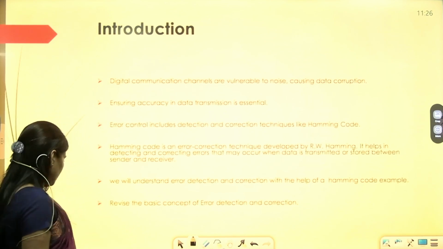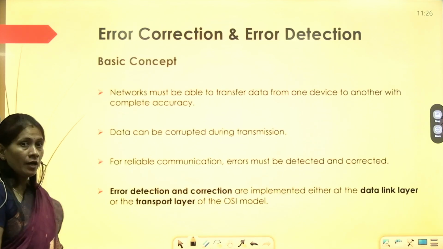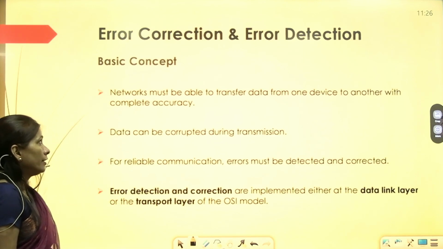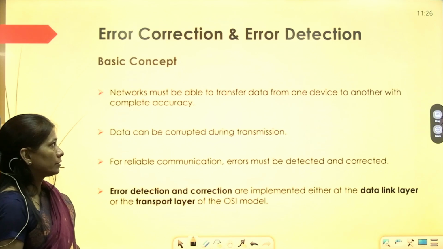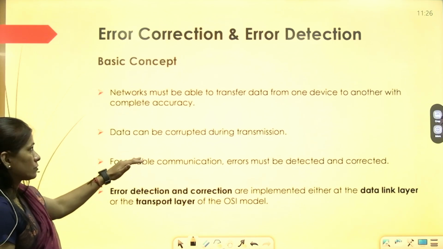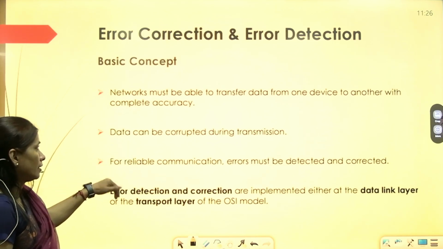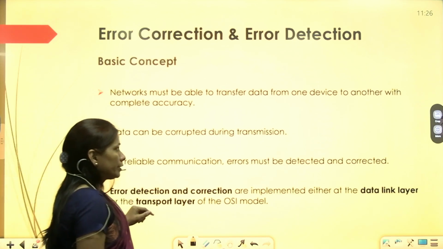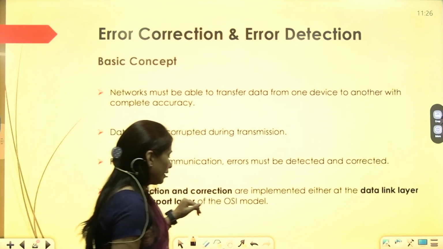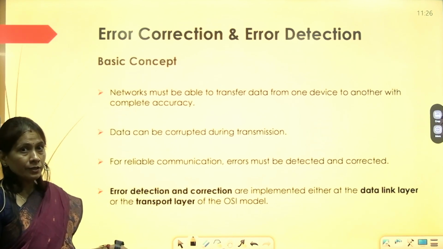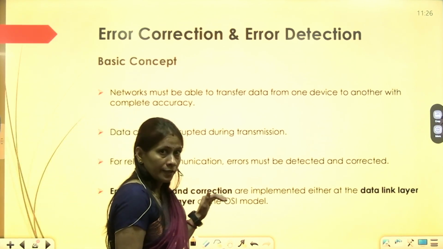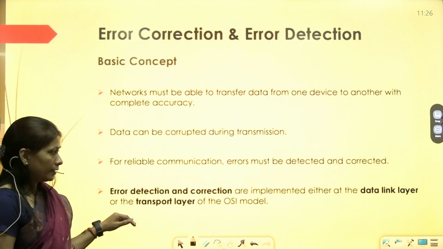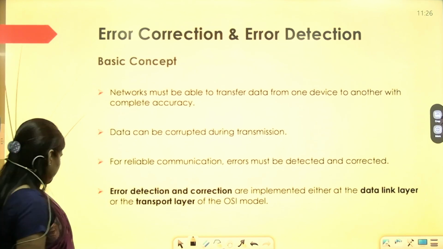Just revise the basic concepts of error detection and correction. First, a network must be able to transfer data from one device to another with complete accuracy. Data can be corrupted during transmission. For reliable communication, errors must be detected and corrected. Error detection and correction work on the data link layer and transport layer, mainly in the data link layer of the OSI model.